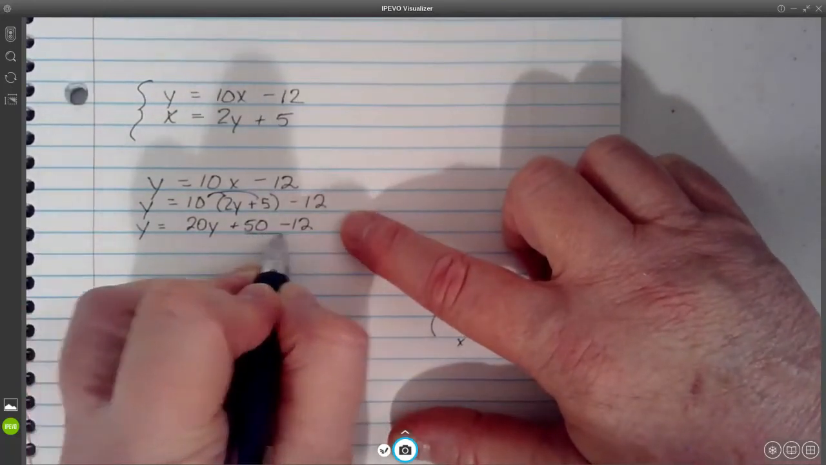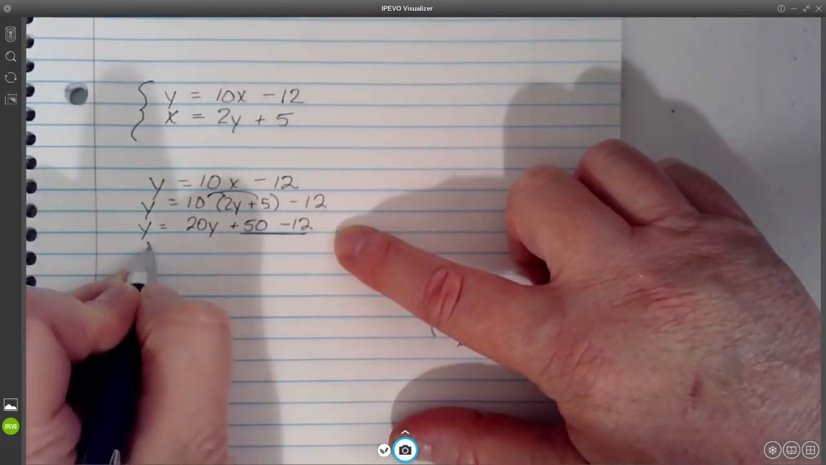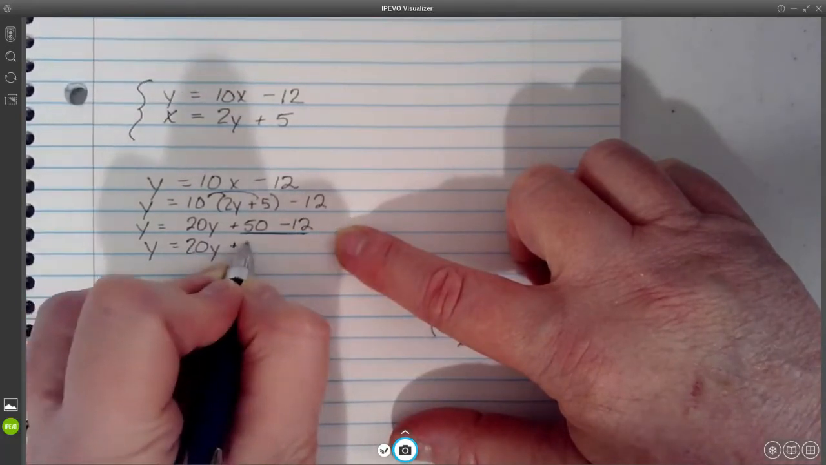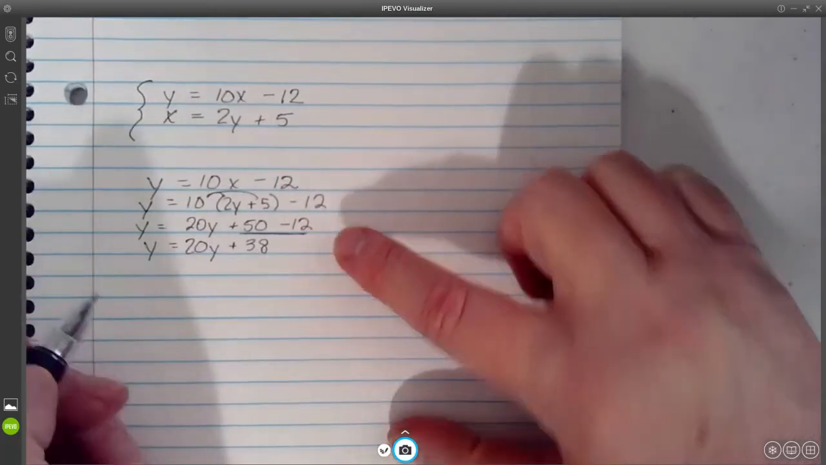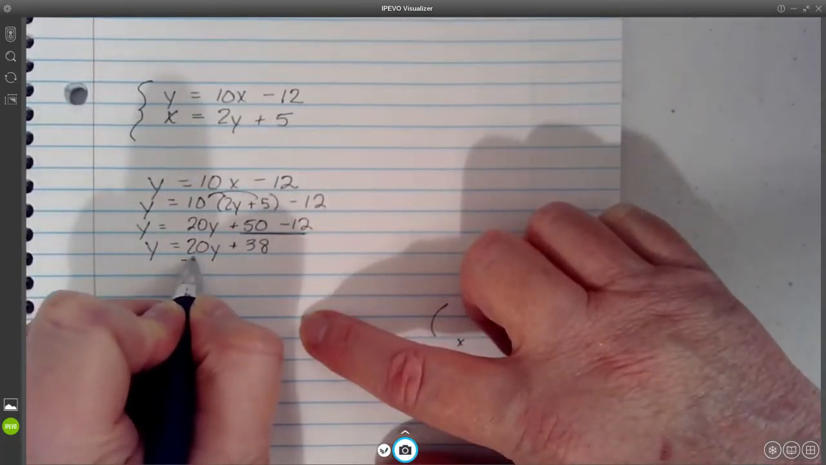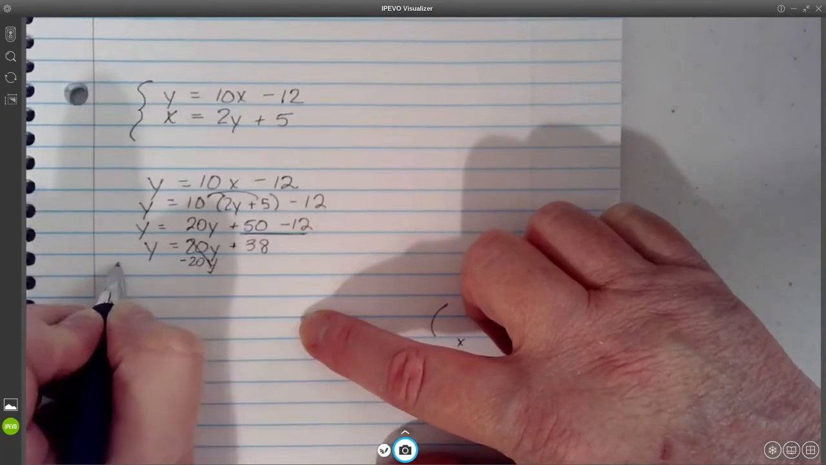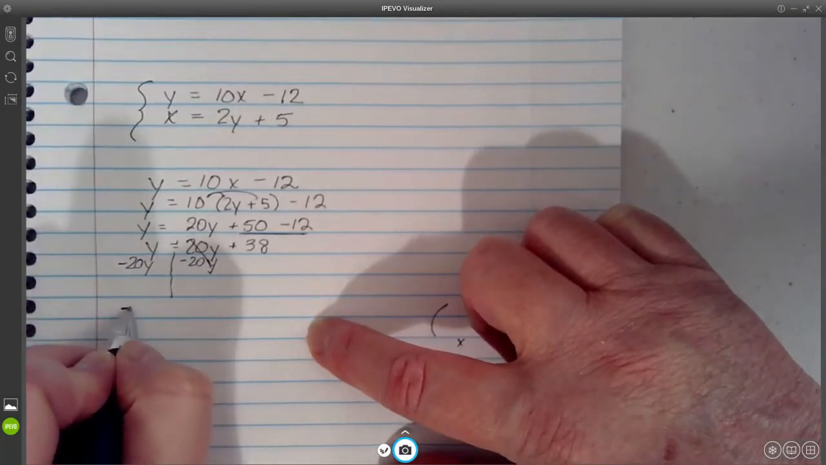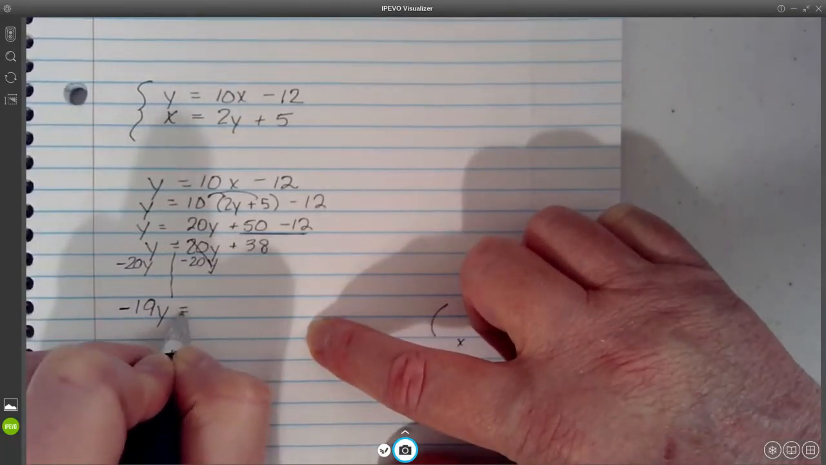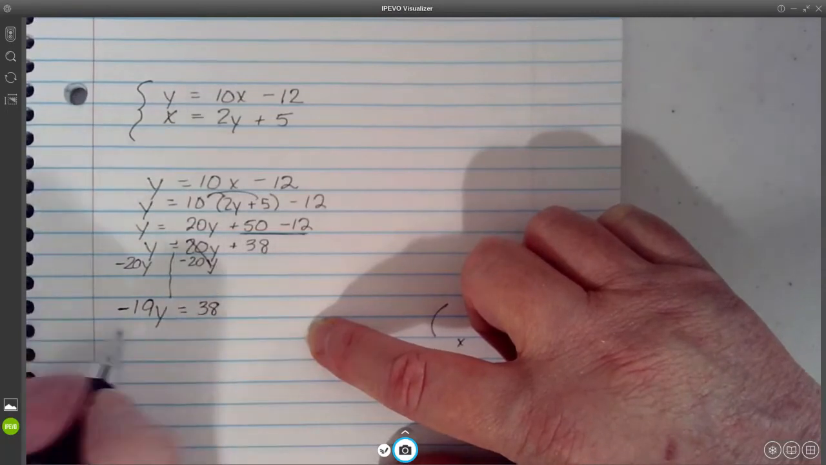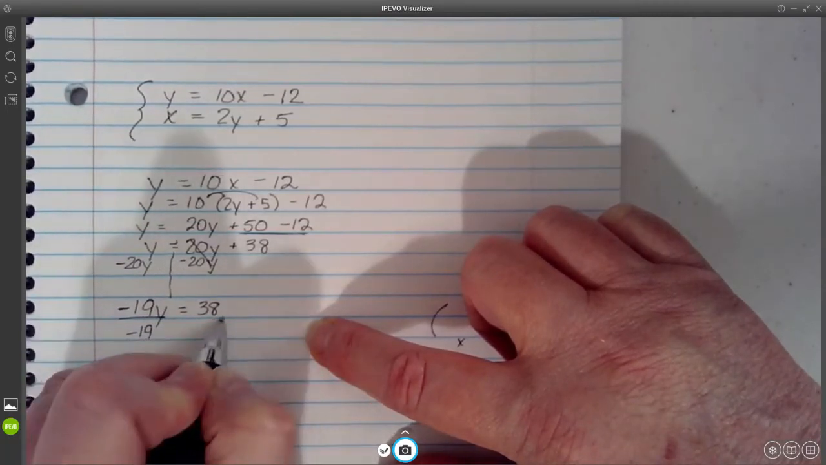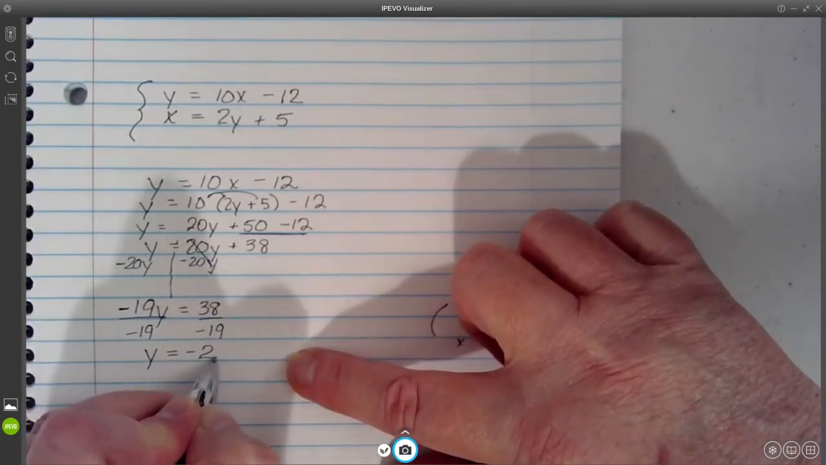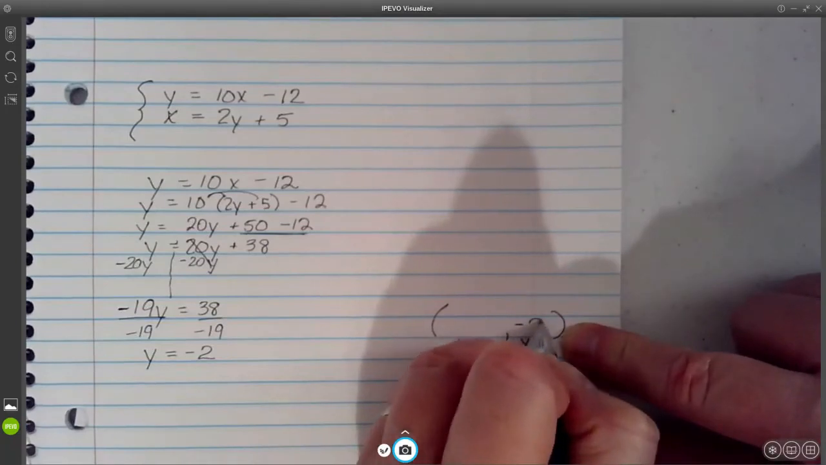Then I need to combine like terms. 50 minus 12 can be combined to make this a little bit nicer. So 20y plus 38. Now I want to get my two y's together, so I'm going to minus 20y off of this side, minus 20y to the other side of the equal sign. And that gives me negative 19y equals 38. One step left. I'm going to divide to get my y isolated, and that gives me y equals negative 2. So now I know y is negative 2.